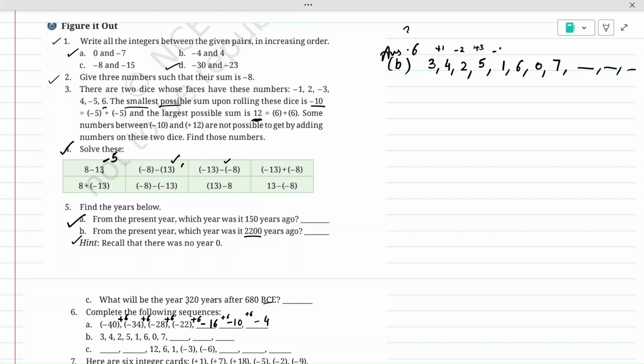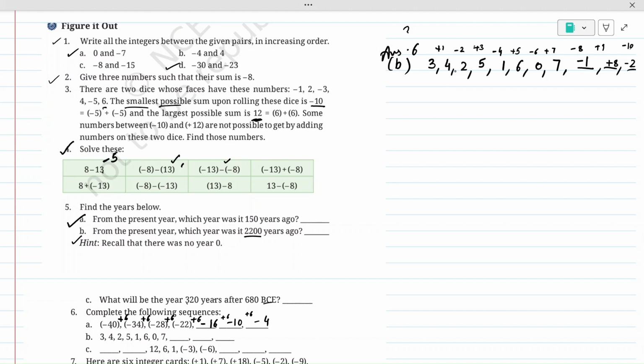Here minus 4. Plus 5. Minus 6. Plus 7. So here it will be 0 plus 7 is 7. And then what we'll have here? It will be minus 8. So what will be the next number? It is 7 plus minus 8. That is minus 1. And then it will be plus 9. 9 minus 1 will get plus 8. And then minus 10. Minus 10 plus 8 will get minus 2.